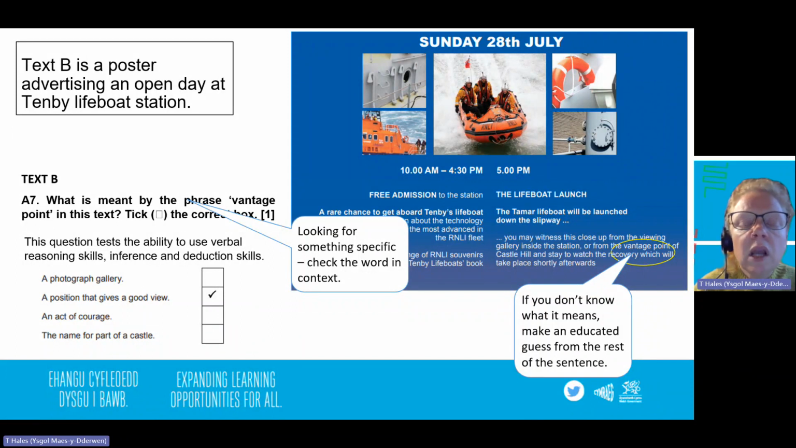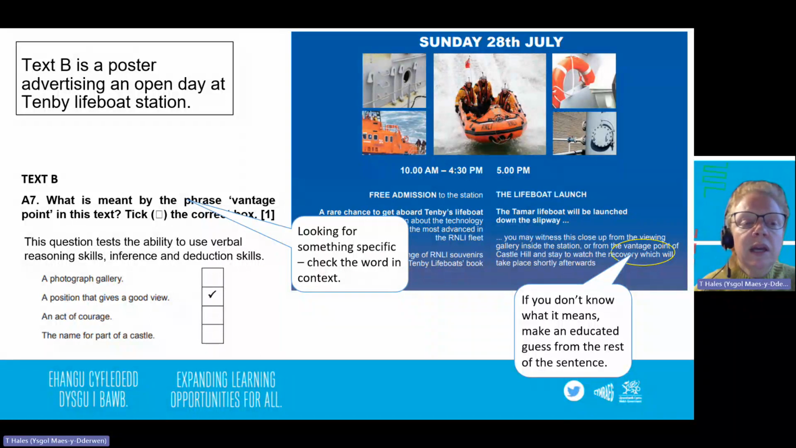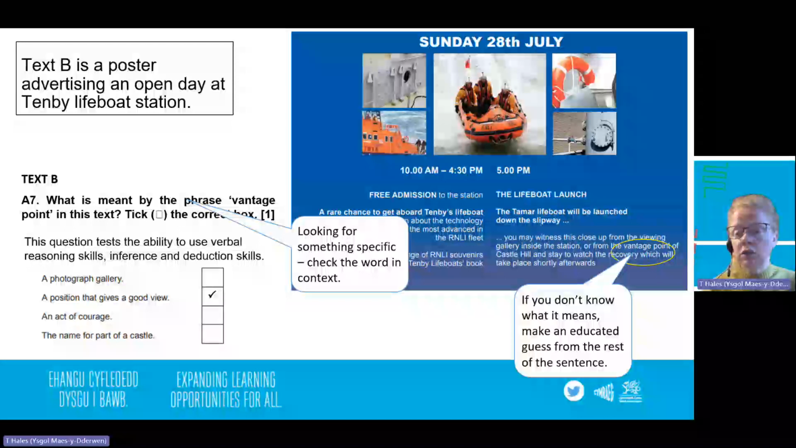It says you can witness close up from the viewing gallery inside the station or from the vantage point of Castle Hill. Now, don't get thrown by the fact that it mentions castle. This isn't the name for a part of a castle. It's not a photograph gallery. It's not an act of courage. Therefore, the only answer is the one that says a position that gives a good view.